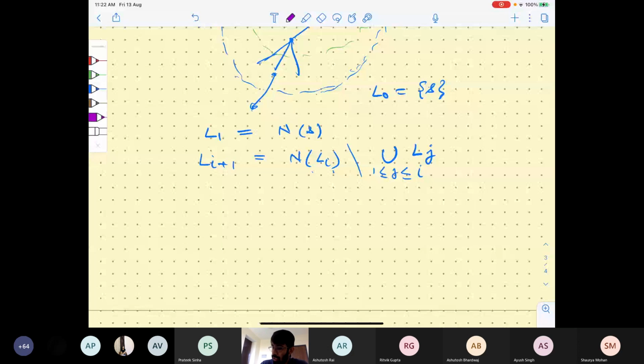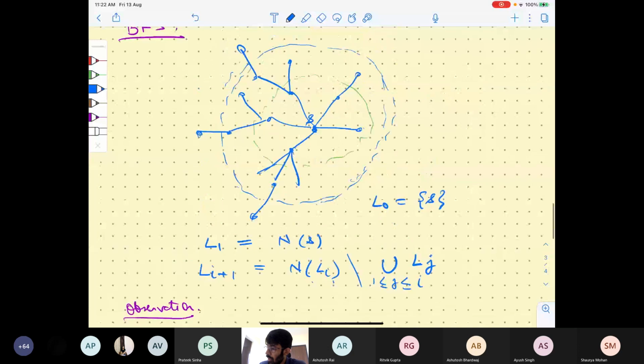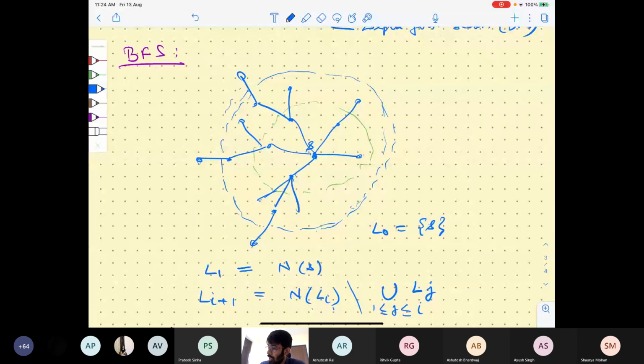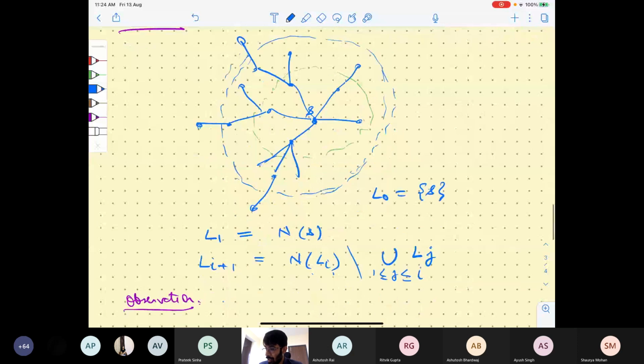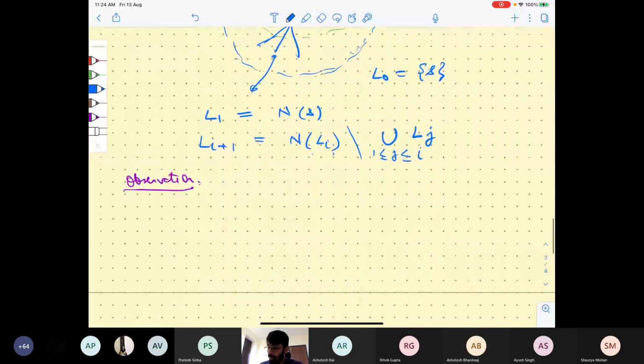So there is this observation. So what is the first layer? L1. L1 has distance exactly 1 from S. So distance, again, is the minimum number of edges to go from one vertex to another vertex. I'm just repeating it, but I'm not going to write it down. Okay.